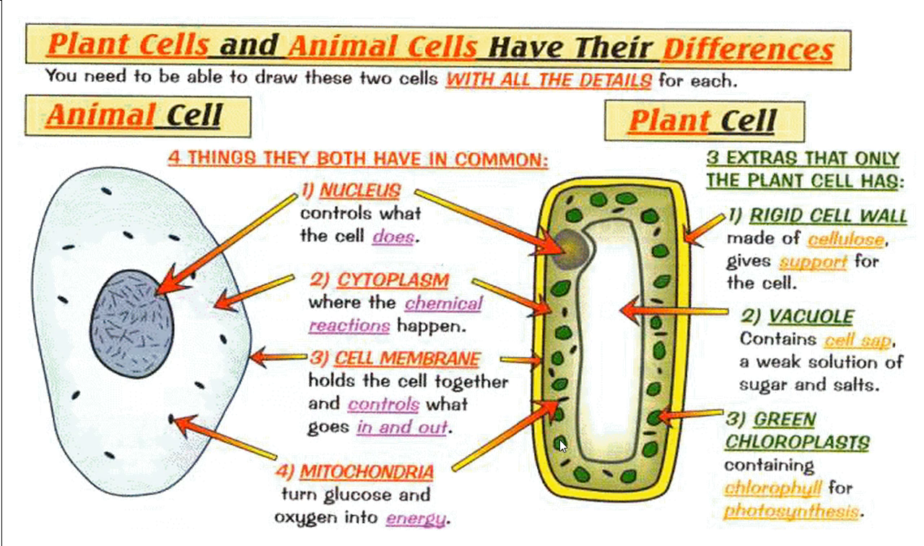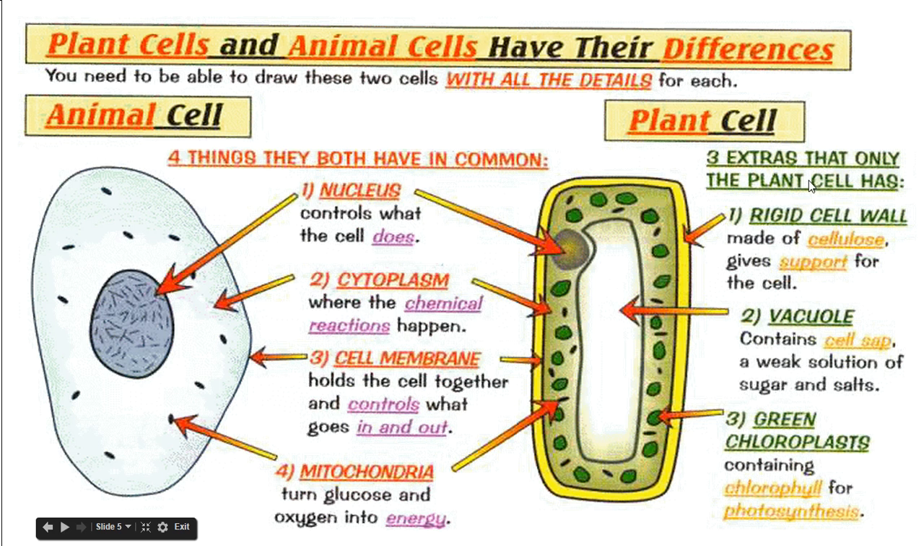And on to the last slide. So plant and animal cells have their differences. You see this top point up here, it says you need to be able to draw these two cells with all the details. Well, you can forget that. I don't know why I didn't delete that, so don't worry about that. But let's just go specifically over here.